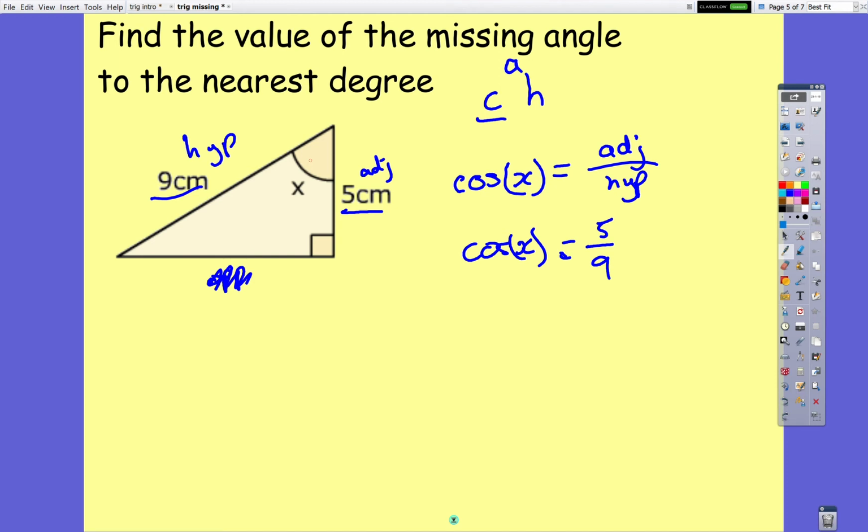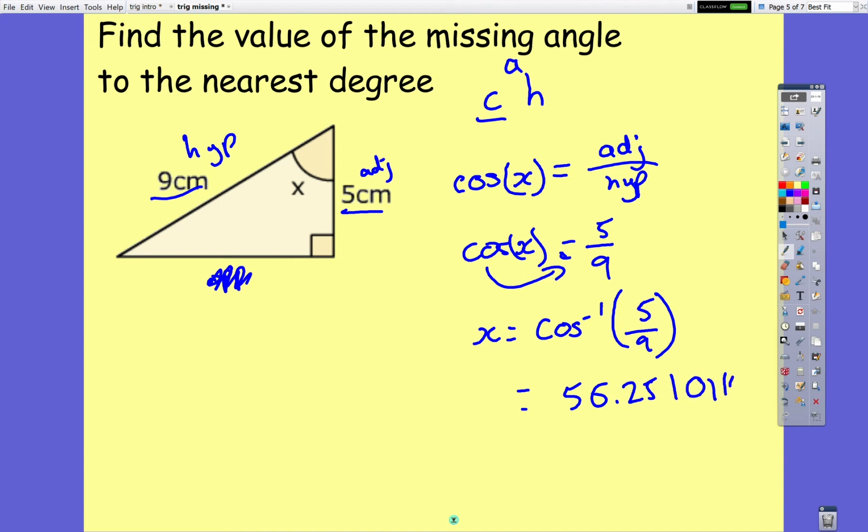Cos needs to be shifted across, so we've got x equals shift and then cos, which gives you cos minus 1, and then 5 divided by 9. If you put that into your calculator, you should get an answer of 56.2510114, which to the nearest whole number leaves us with 56 degrees.